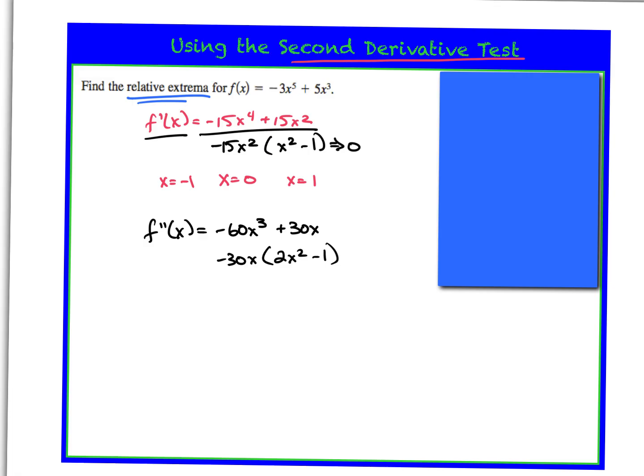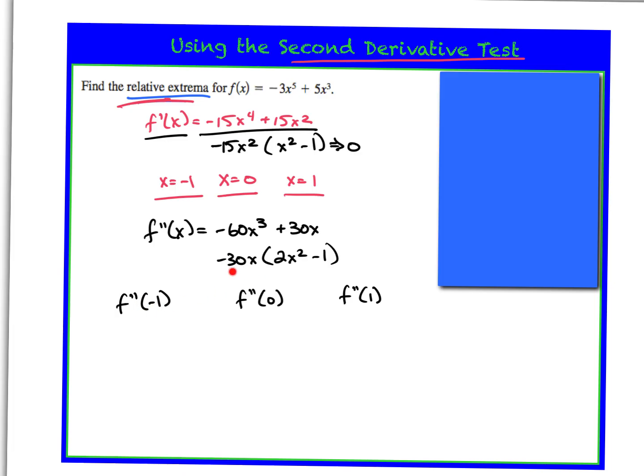Because critical numbers are where we have relative extrema. Okay. And so what I want to try to find is my concavity at these critical numbers. So what I'm going to find is f double prime of negative 1 and f double prime of 0 and f double prime of 1. So now we're going to take our critical number and see if the second derivative is positive or negative.